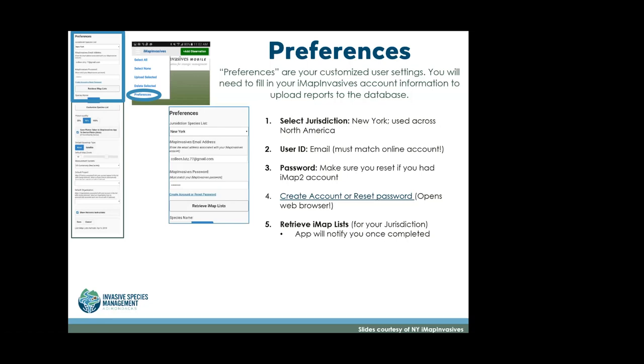Your IMAP Invasives username is your email address, and your password is the same that you would use to log into the online interface. If you had an existing IMAP account, but you have not used it in a long time, since April 2019, you'll need to reset your password. And you can reset your password using the blue hyperlink here.